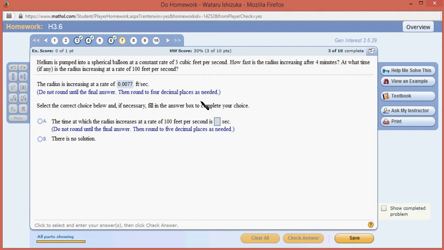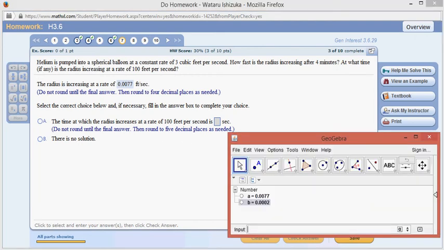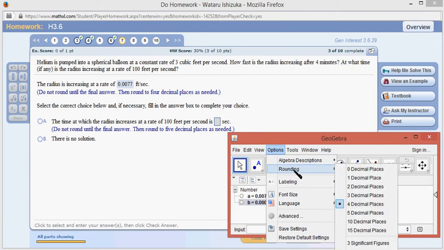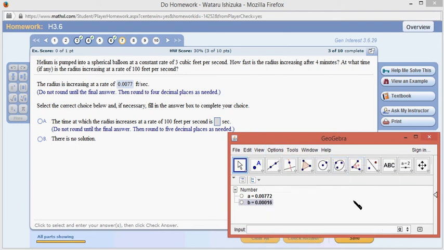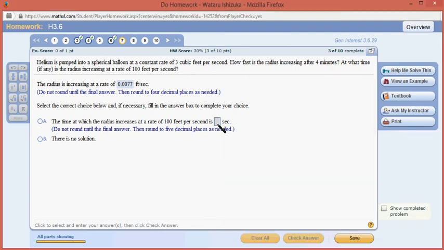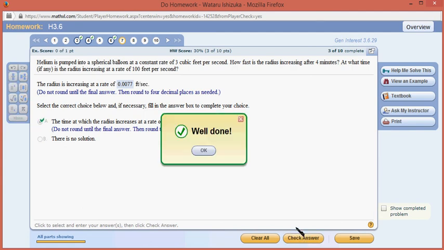It says to round to 5 decimal places, so I have to change that. It's actually 0.00016. So we get 0.00016. Let's check the answer.